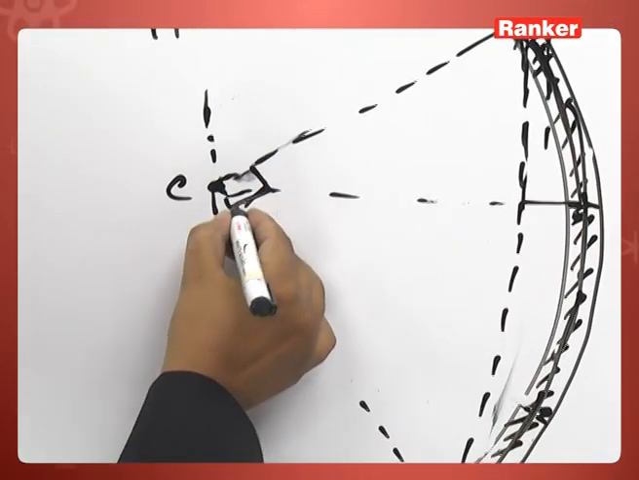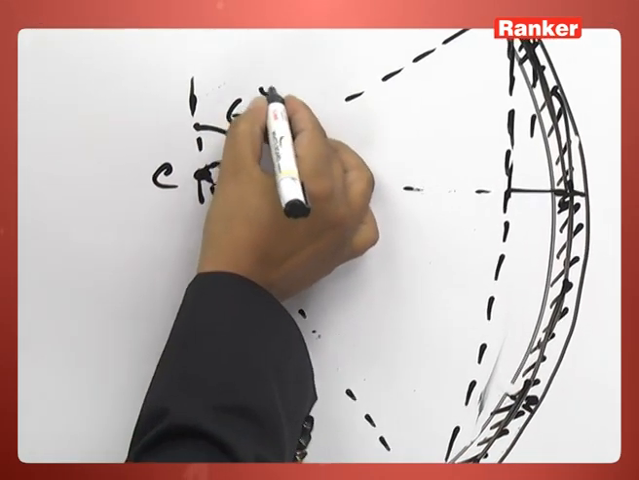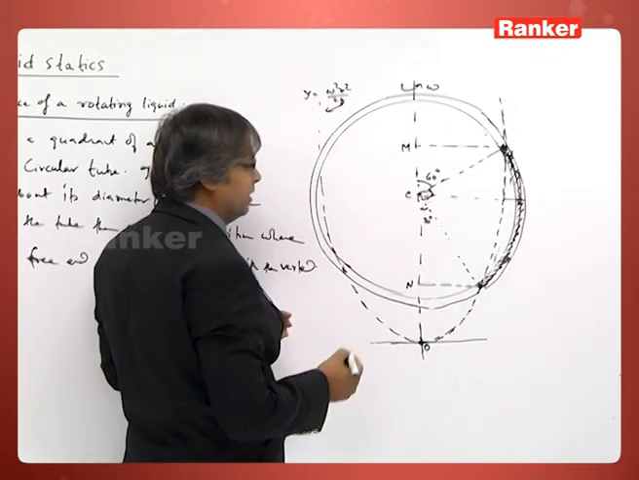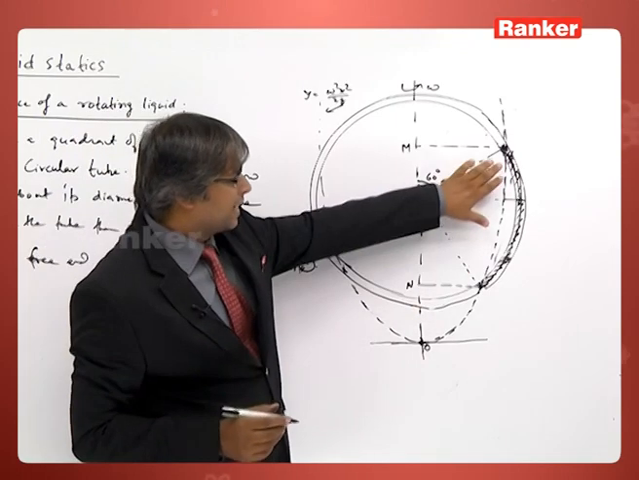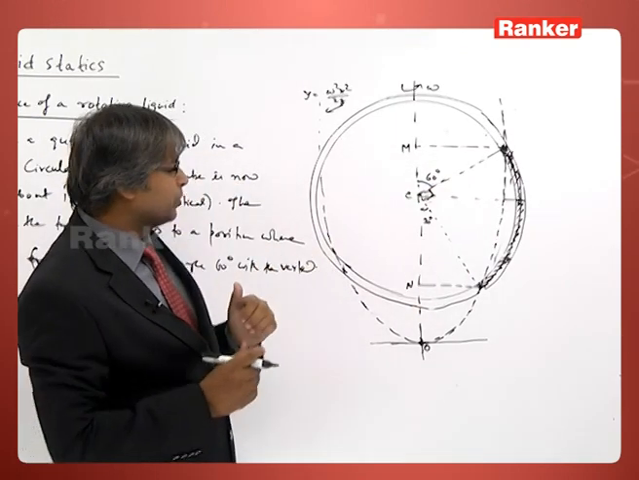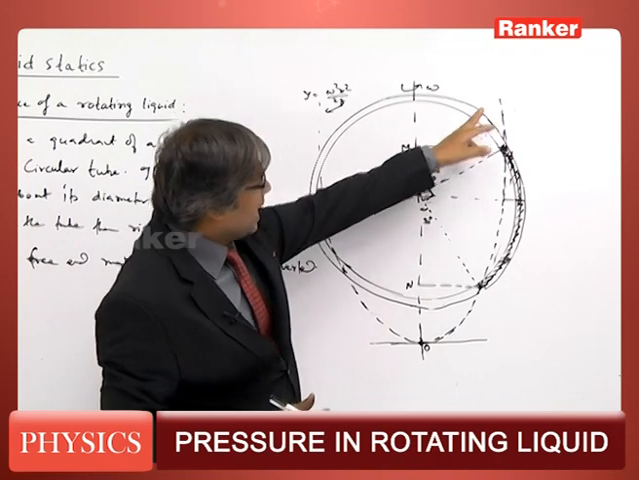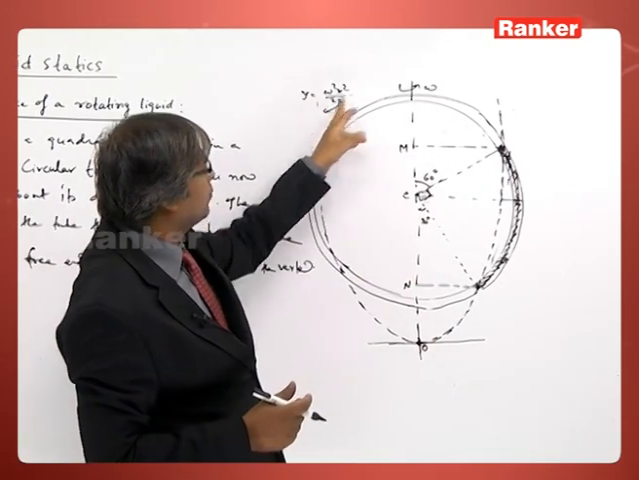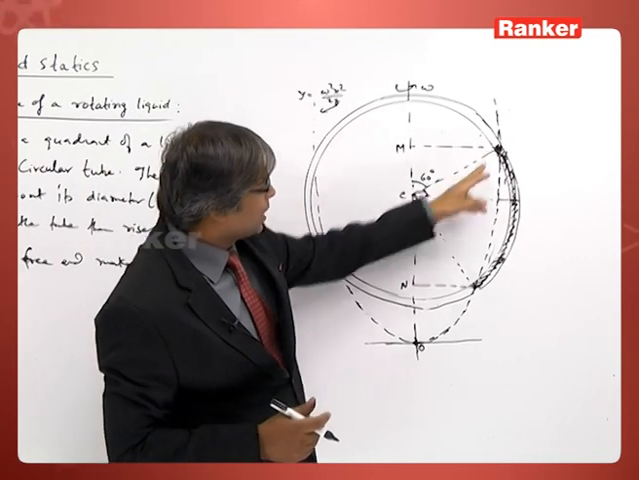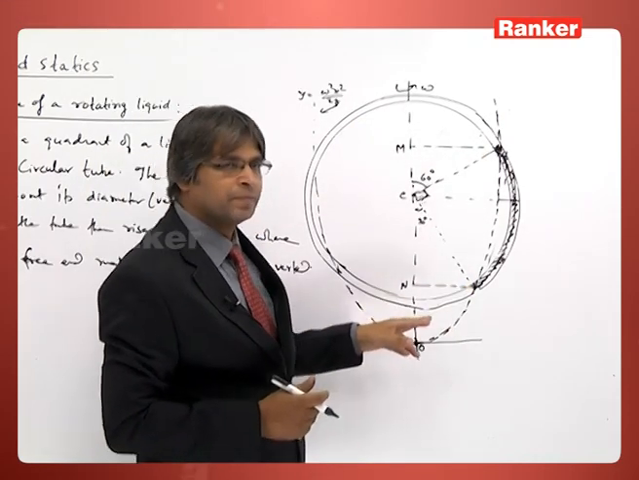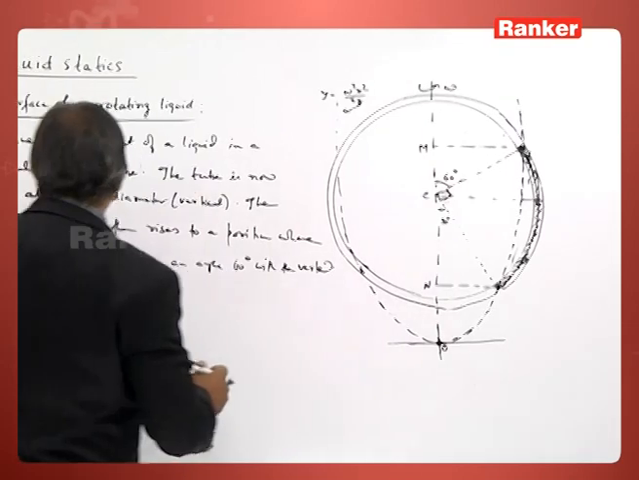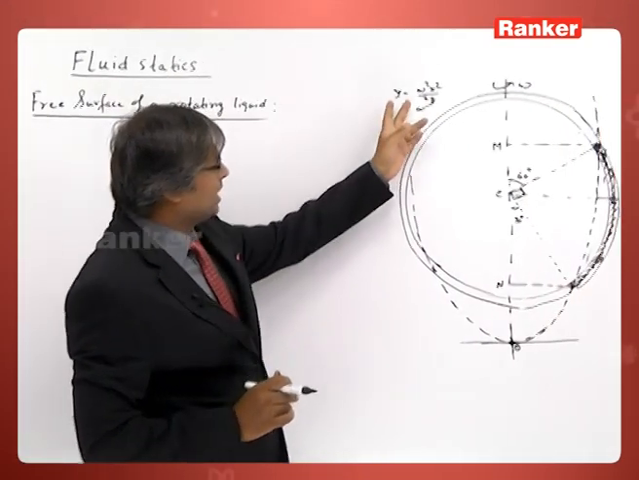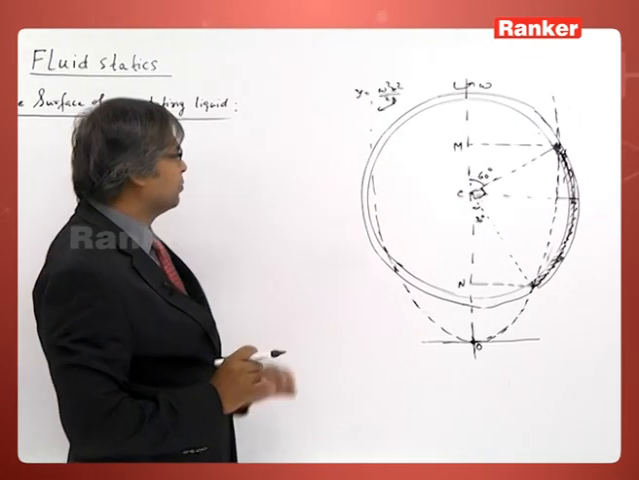I wish to know what is the omega required so that the liquid comes to this state where this is making an angle 60 degree with the vertical and this end makes an angle 30 degree with this vertical. So, in order to reach this configuration, in that situation the free surface of the rotating liquid must pass through these 2 points. For this to happen, let us see what we have to do.